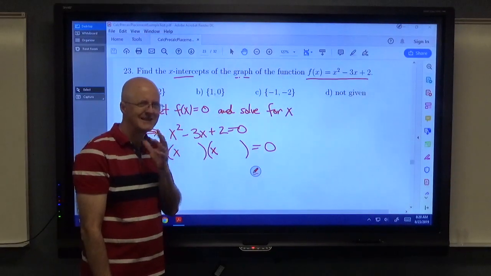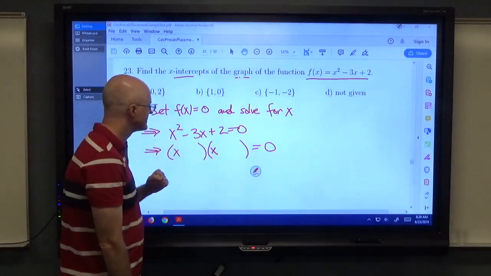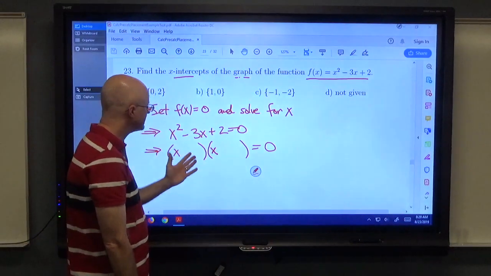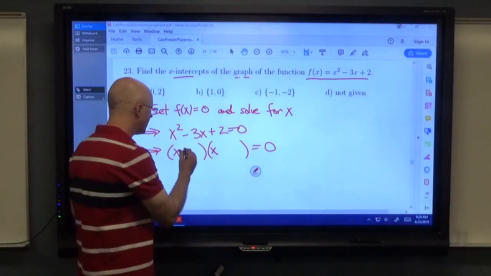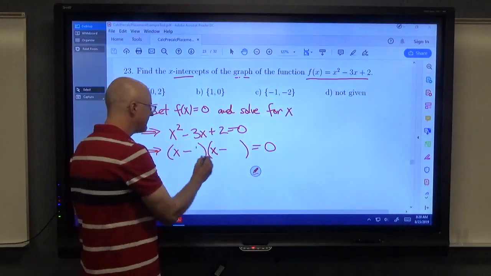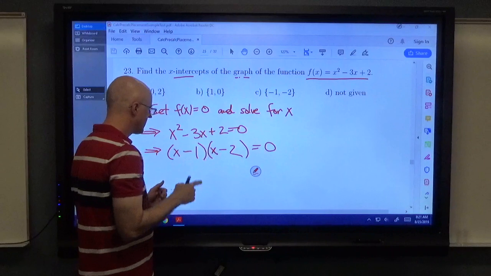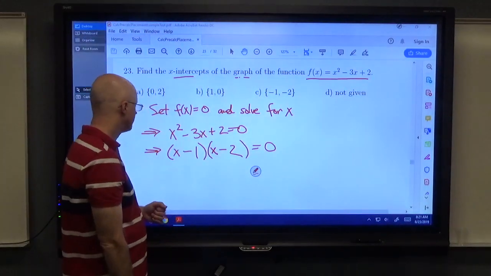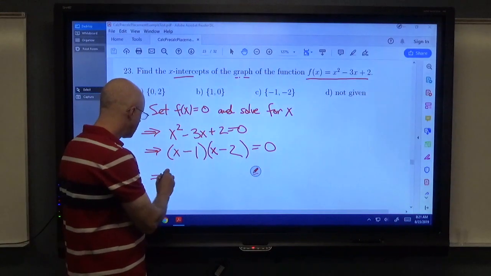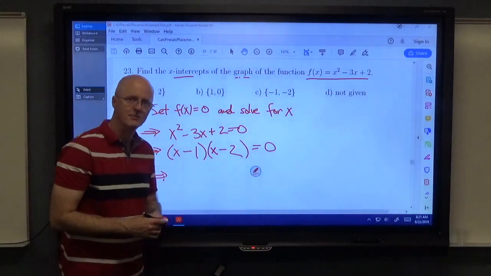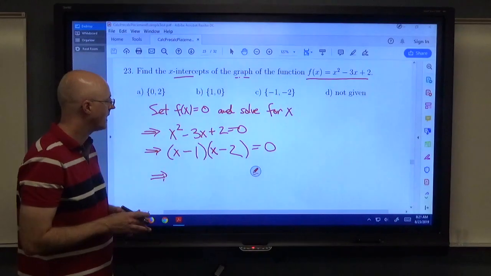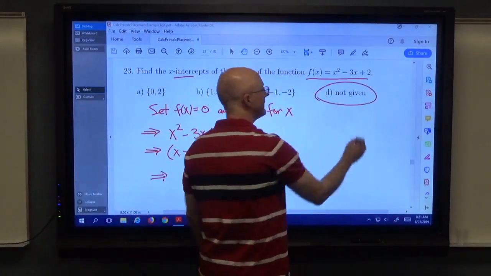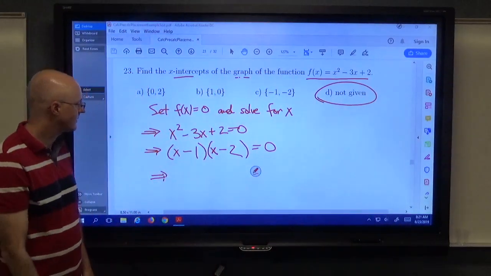Could they be fractions? Well, they won't be. You're always hoping that, okay? The outside and inside products have to add to negative 3x, so they better be minus signs. Minus 1 and minus 2? Or should I do it the other order? No, it doesn't matter. Multiplication is commutative. Some people are tempted to say this means x is negative 1 or negative 2, but that would be wrong. The answer is x is 1 or 2, which is not given. The answer here is not given. This is a not given one.